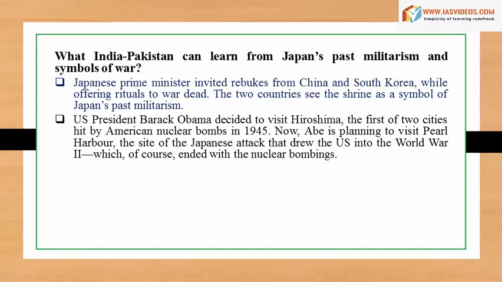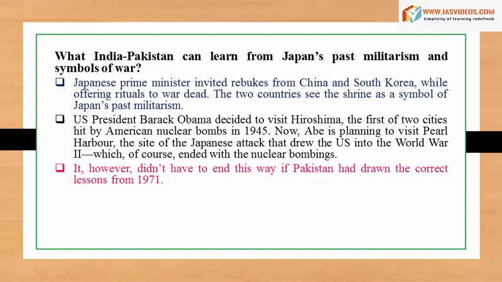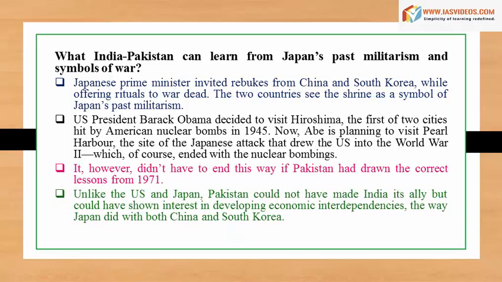Now, Abe is planning to visit Pearl Harbor, the site of the Japanese attack that drew the US into the World War II, which, of course, ended with the nuclear bombings. It, however, didn't have to end this way if Pakistan had drawn the correct lessons from 1971. Unlike the US and Japan, Pakistan could not have made India its ally but could have shown interest in developing economic interdependencies, the way Japan did with both China and South Korea.